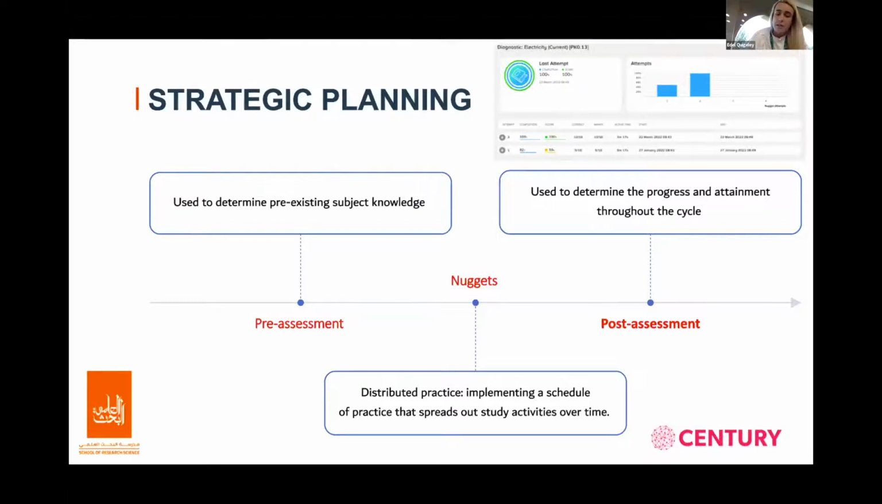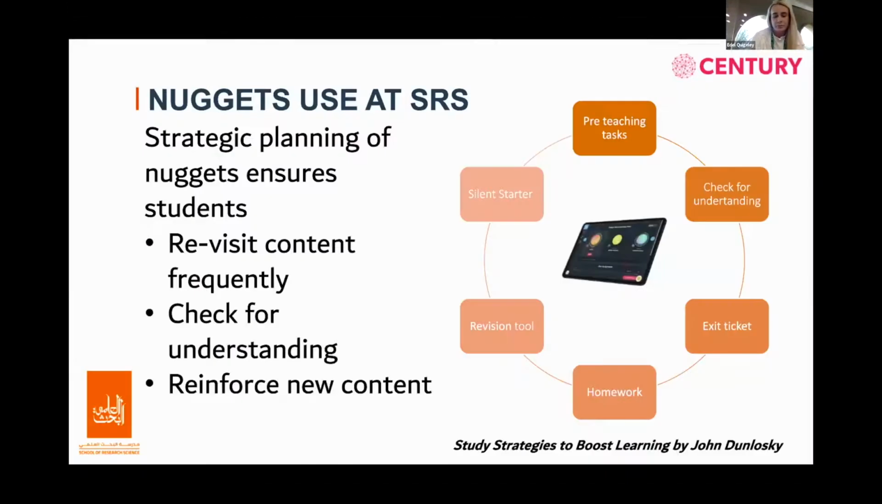Then after the next few days, we started integrating our nuggets to ensure that the students were revisiting, following Ebbinghaus's forgetting curve, revisiting over three different occurrences over a 7-day period. So how did we plan our nuggets? Here at SRS, we use a distributed practice approach, which involves setting the nuggets strategically over timeframes to allow for maximum content retention.